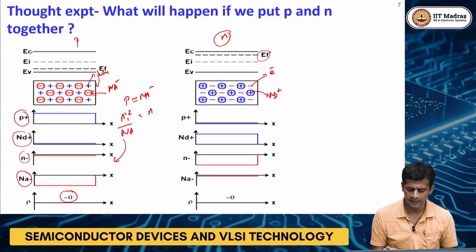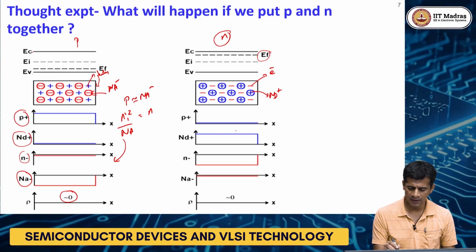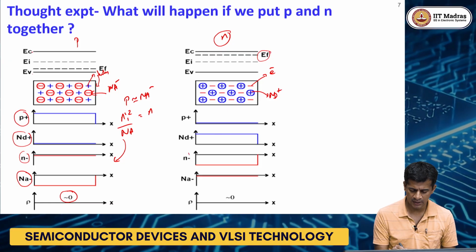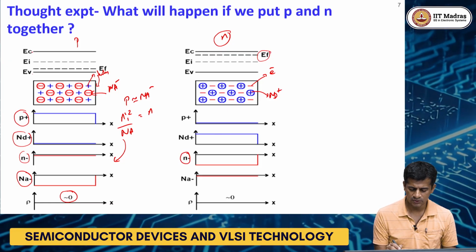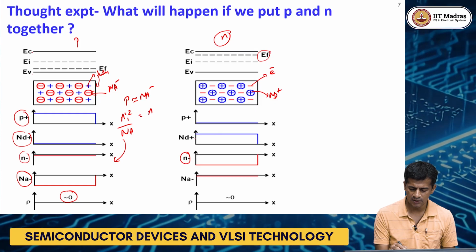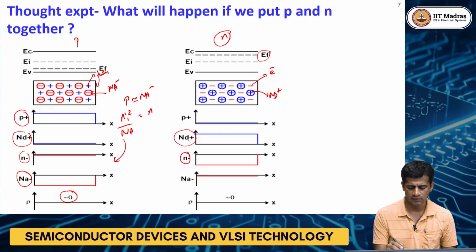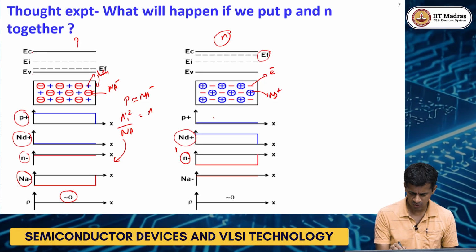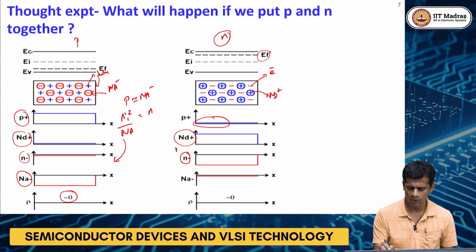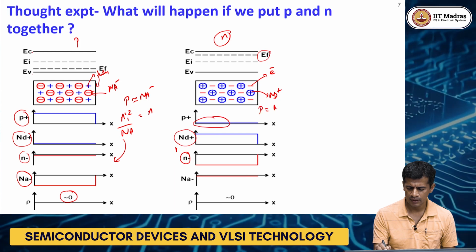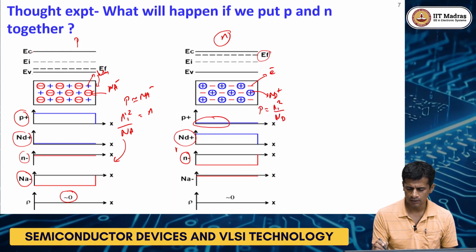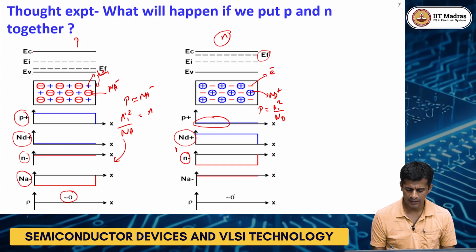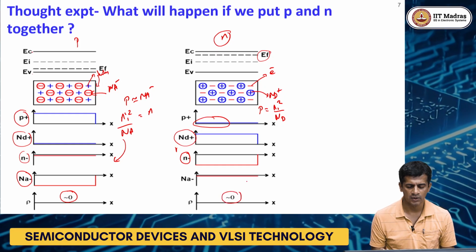Let's look at the n side. So it is n-type doping. Here the majority carriers are electrons, so the electron concentration is equal to Nd+. The hole concentration is very, very small: p is equal to ni squared by Nd. And here also this is completely electrically neutral.